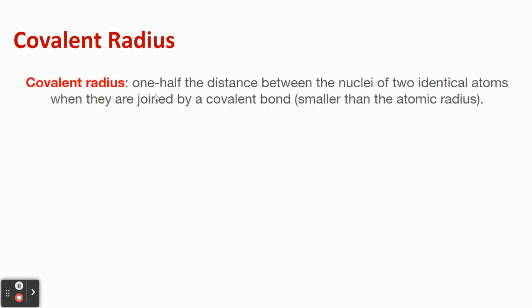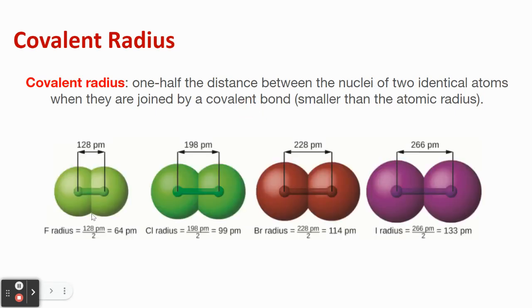Now we're going to talk about covalent radius. By definition, it's 1/2 the distance between the nuclei of two identical atoms when they're held together by a covalent bond. As an example, if we were to look at two fluorine atoms held together by a covalent bond, and we measure the distance between their two nuclei and divide that by 2, that would give us our covalent radius. Or if we have two chlorine atoms that are covalently bonded together and we measure the distance between the two nuclei, half that distance would be our covalent radius.